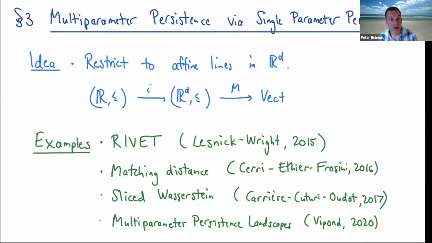There's a few ways of extending distances and kernels from one parameter persistent homology to the multi-parameter setting. The bottleneck distance can be extended to the matching distance. The Wasserstein distance can be extended to the sliced Wasserstein distance, and persistence landscapes can be extended to multi-parameter persistence landscapes.